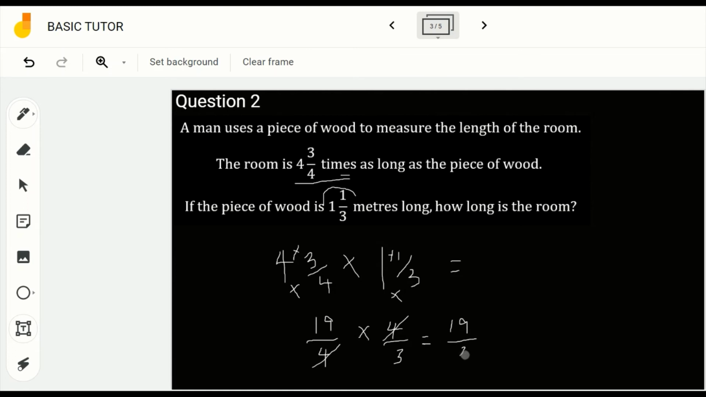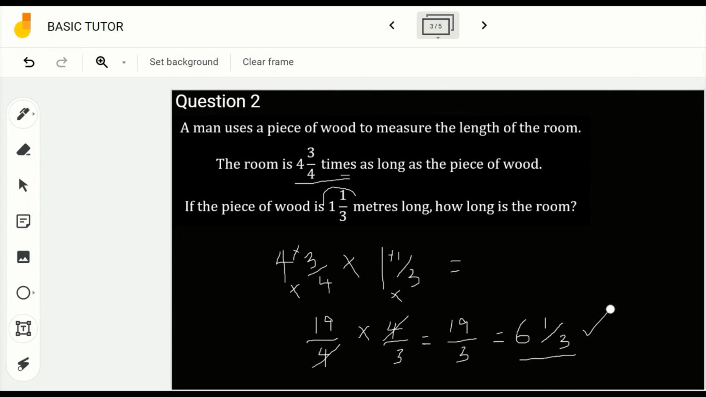Remember again, this is an improper fraction. We have to convert it to a mixed number. So how many 3s do we have in 19? 6 times 3 is 18, so we have 6 threes in 19, so that is 6 whole number, remainder 1, so that 1 becomes my numerator over 3. So this is how long the room is. So this is our final answer.